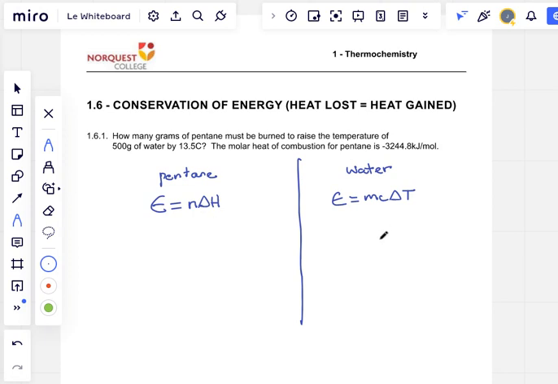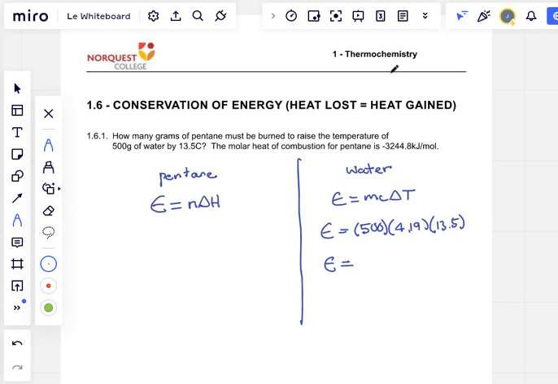And then there will be a side where you can calculate stuff. For the water, they told us the mass was 500 grams. We know the specific heat for water, and they told us the temperature change was 13, 13.5, sorry. So start on the side where you can actually get something done. 500 grams, 4.19 joules per gram degree Celsius, 13.5 degrees for our temperature change. And because I said grams here, this has to be joules per gram degree Celsius, so our energy is going to come out in joules.